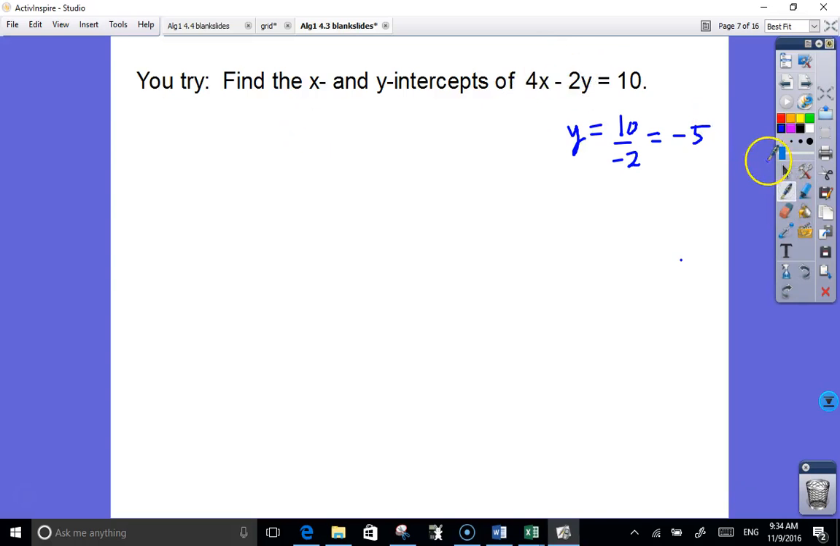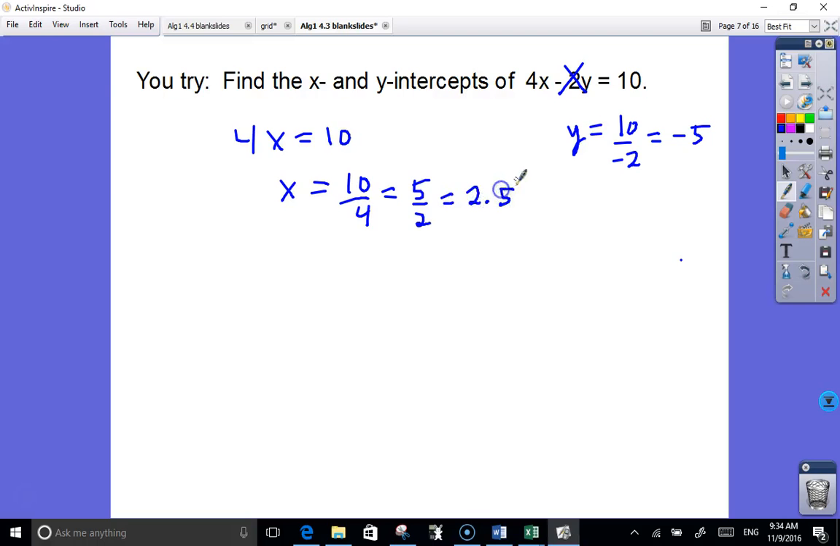For the x-intercept, right, I don't need this one. So solve this. 4x equals 10. So x equals 10 over 4, which is 5 over 2, which is 2.5. Okay.